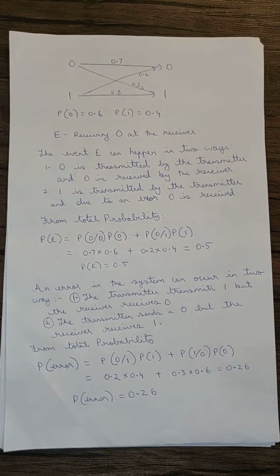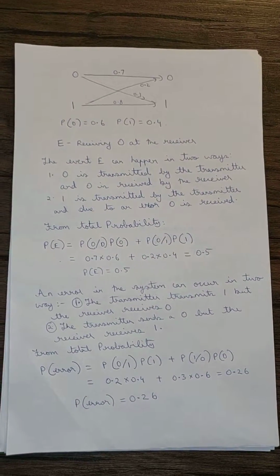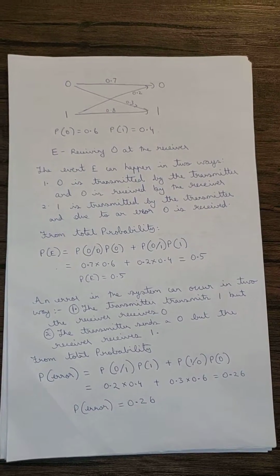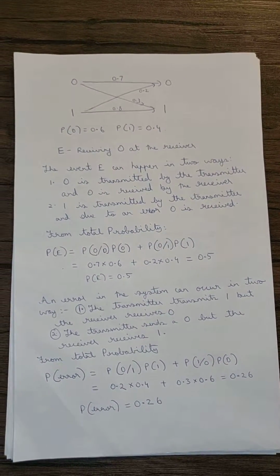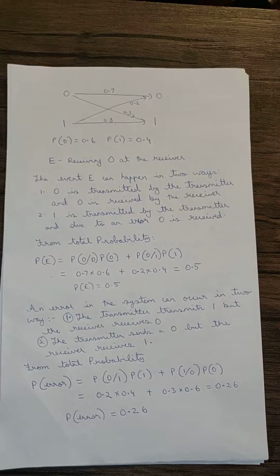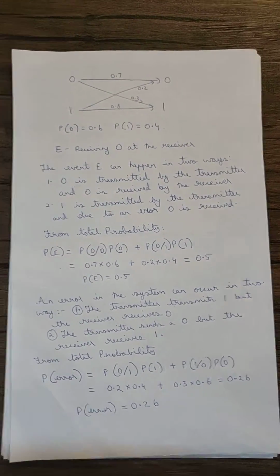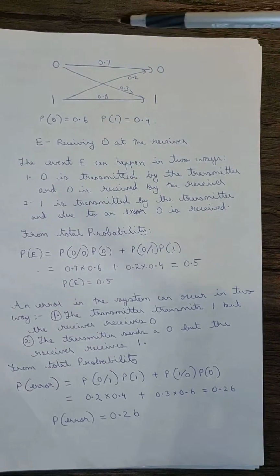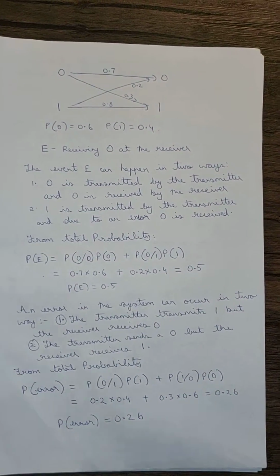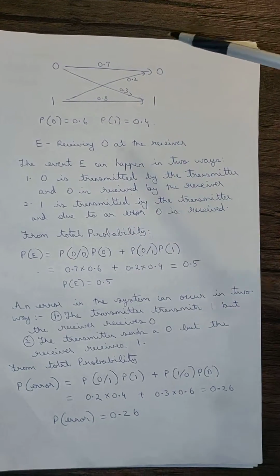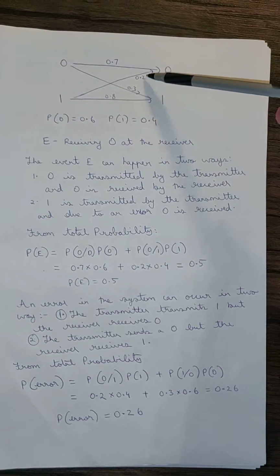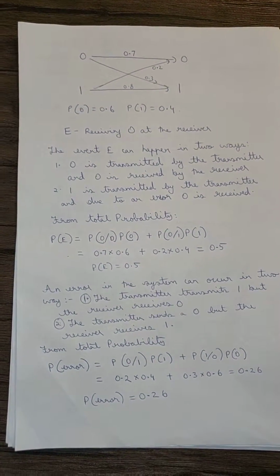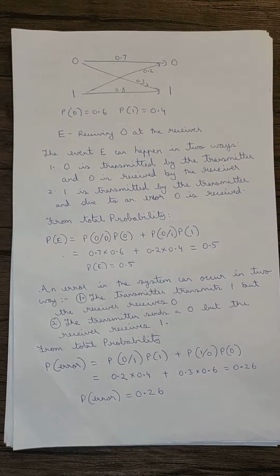the probability of receiving 0 given that 0 has been transmitted multiplied by the probability of 0 being transmitted plus the probability of receiving 0 given 1 has been transmitted multiplied by the probability of 1 being transmitted. The values of P of 0 given 0 are 0.7 and the probability of 0 is 0.6. Probability of 0 given 1 is 0.2 and probability of 1 being transmitted is 0.4. Plugging in the values, we'll get P of E equal to 0.5.